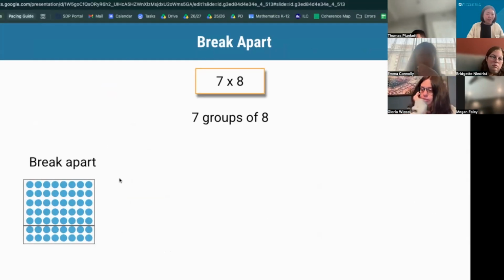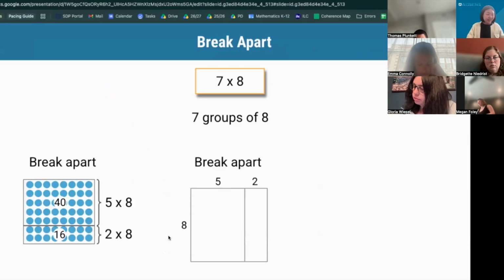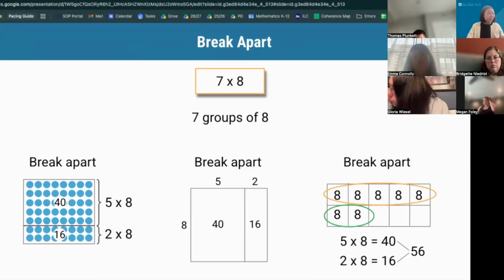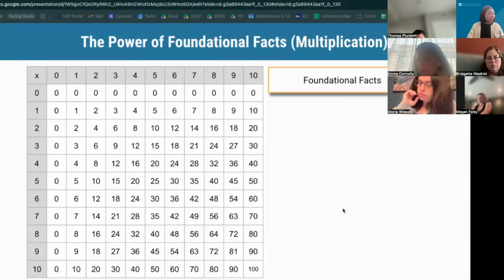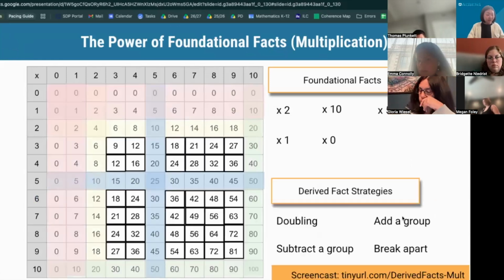2 groups of 8, because 5 and 2 are my foundational facts. 5 times 8 is 40, 2 times 8 is 16. I could break apart this way and this way, and I know then 40 and 16 is 56. So this is a break apart strategy that we can use for some of our facts. Let me go back to the chart with this and just kind of end over here.